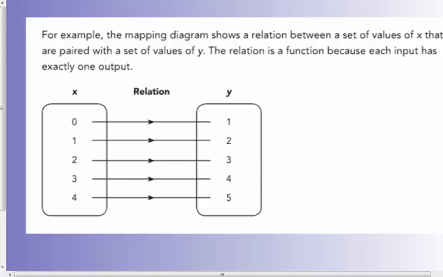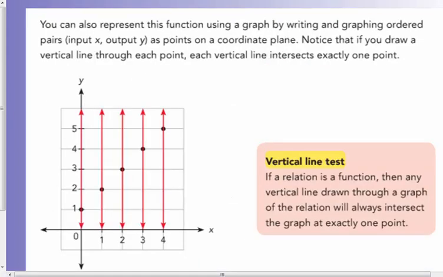For example, here's the mapping diagram that we did. The relation is a function because each input has exactly one output. This is a one-to-one relationship. So whenever you have this, you're going to have a function because each input has exactly one output. You can also represent this function using a graph by writing and graphing the ordered pairs, x as the input, y being the output.